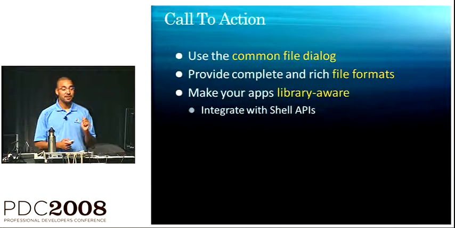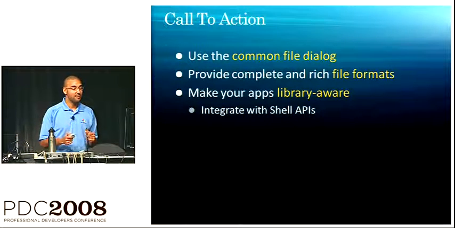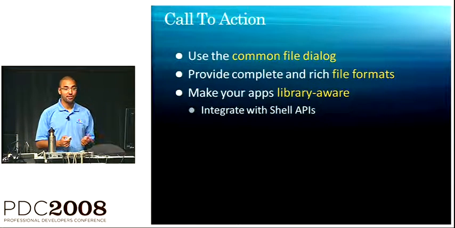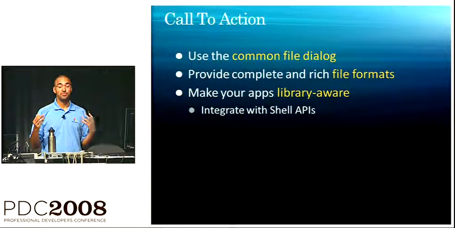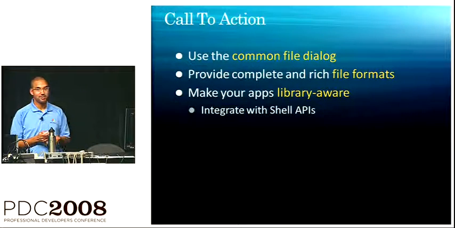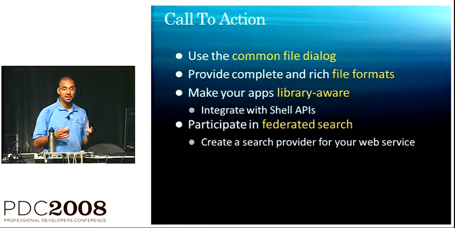Second, if it applies to your app, make your app library aware. So if you're a library manager, or if you want to consume library locations, take advantage of the APIs and light up on Windows 7. I'm sure users would be delighted to not have to set up a bunch of settings when they launch your app. And finally, participate in federated search.